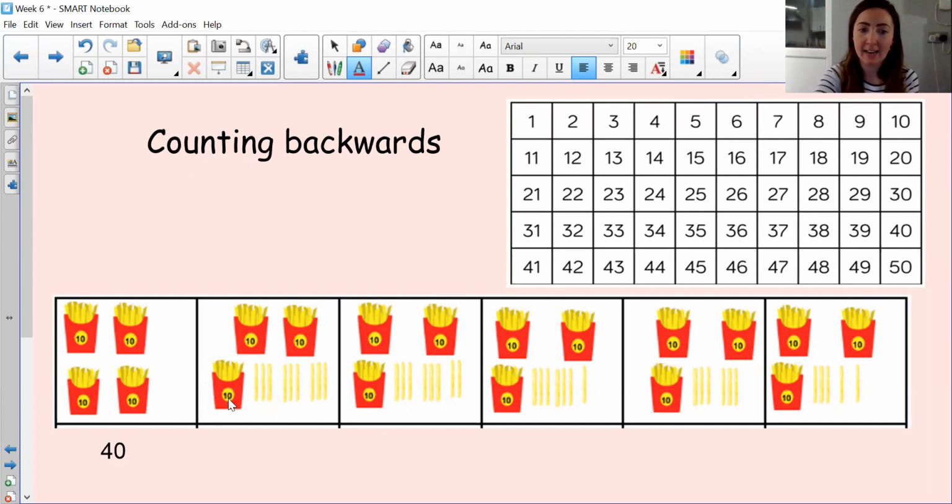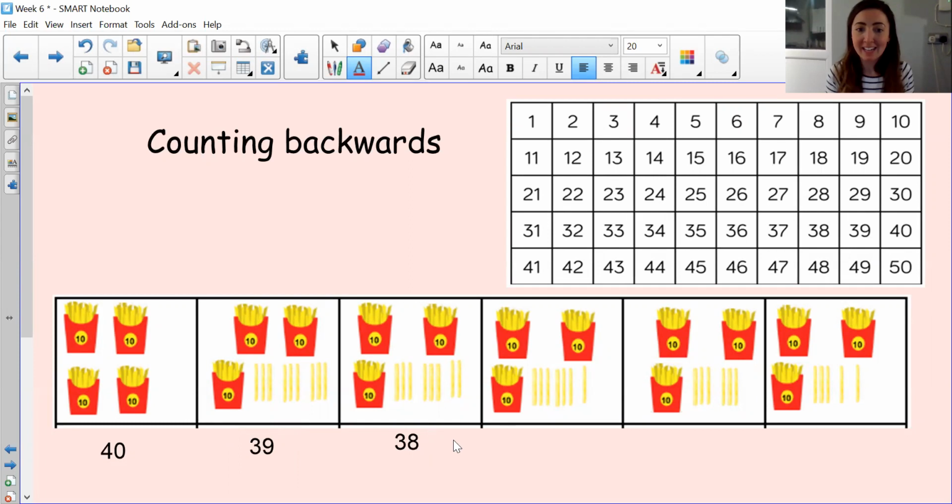So we started off with 40 and we're counting backwards. So we've got 10, 20, 30, 31, 32, 33, 34, 35, 36, 37, 38, 39. Right, yes, and if we look at our 100 square as well, here's 40, and the number that comes before it, 39. That's right, because we're counting backwards. So what's the next number going to be? That's right, 38. There are 38 chips.